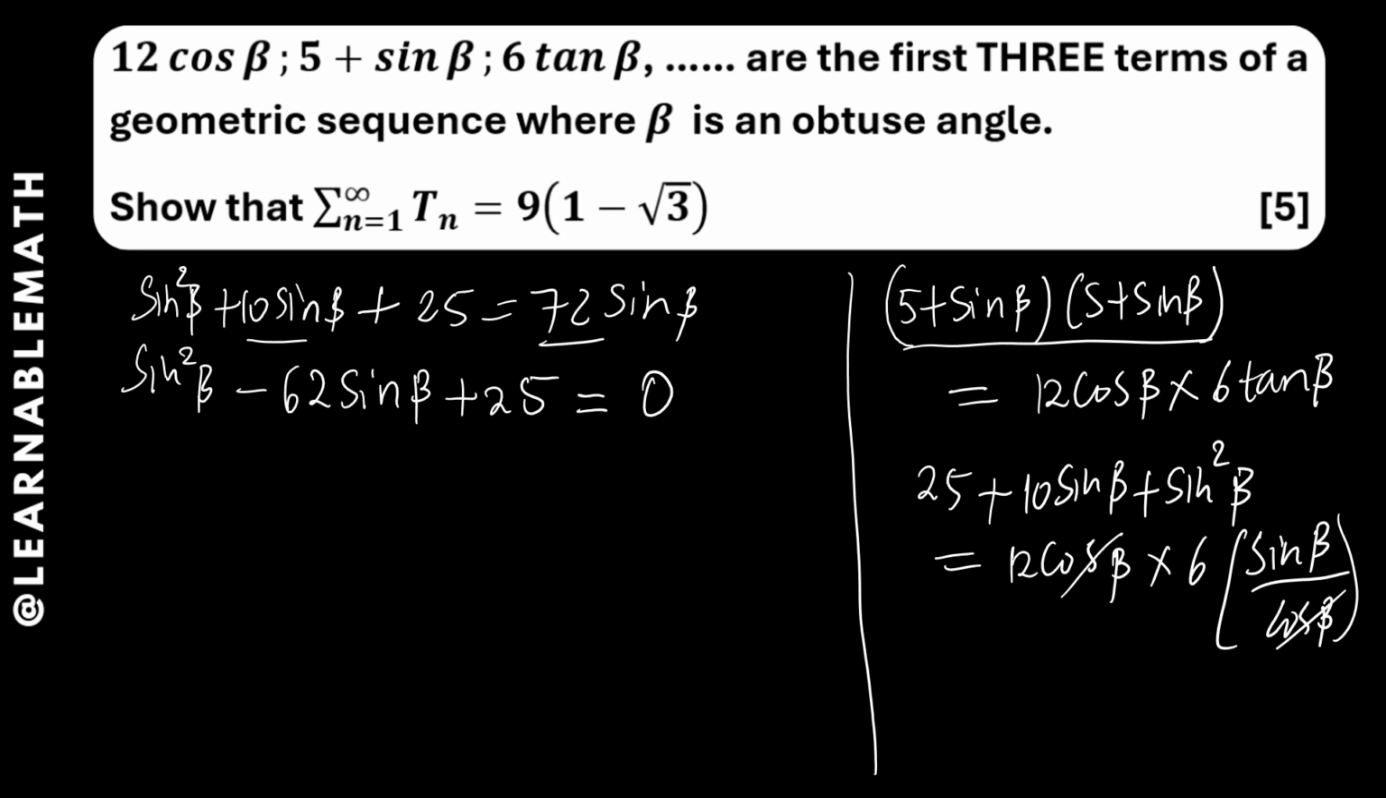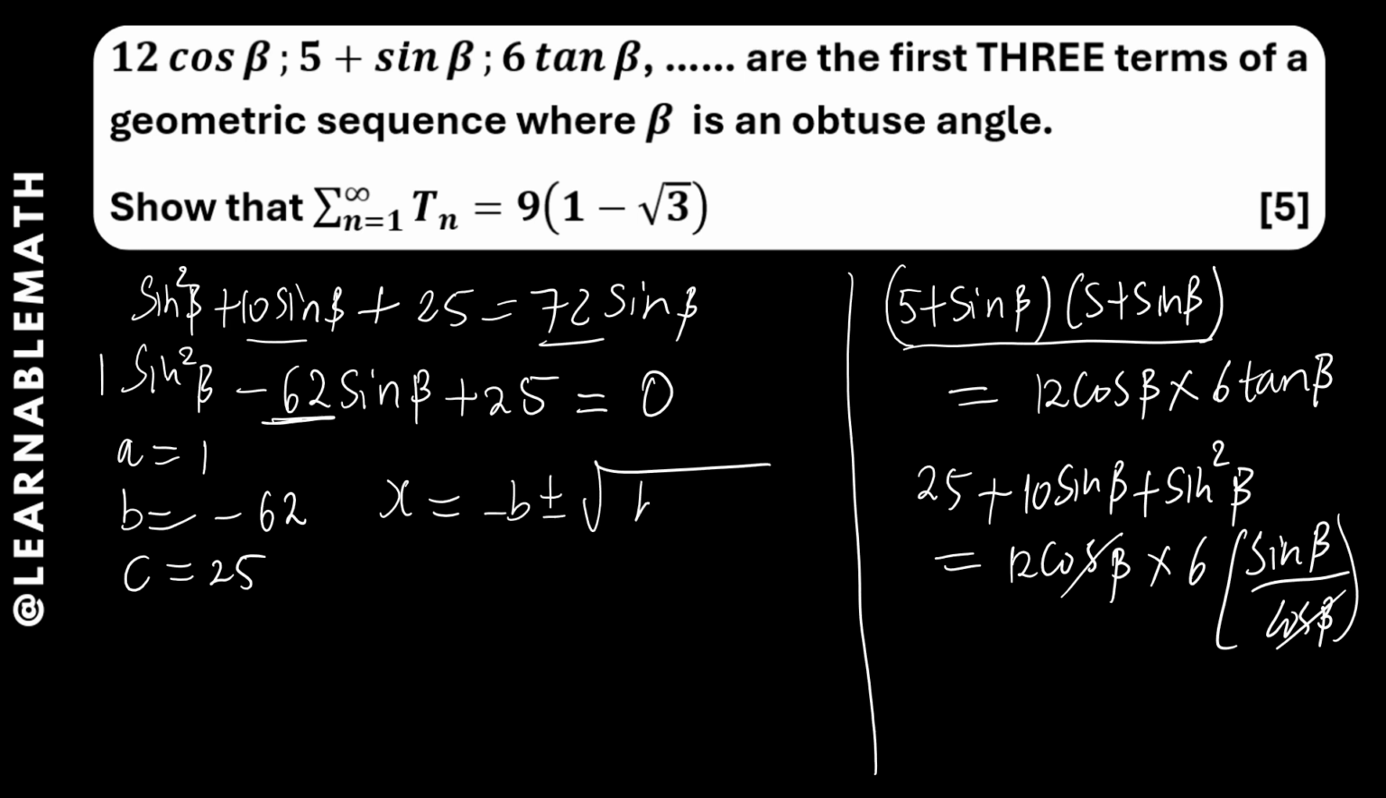What we can just do is highlight what our a is. Our a is 1. What is our b? The coefficient of sine beta, which is minus 62. C is 25. Then use the quadratic formula. In this case, you can say x equals minus b plus or minus root of b squared minus 4ac, over 2a, right?